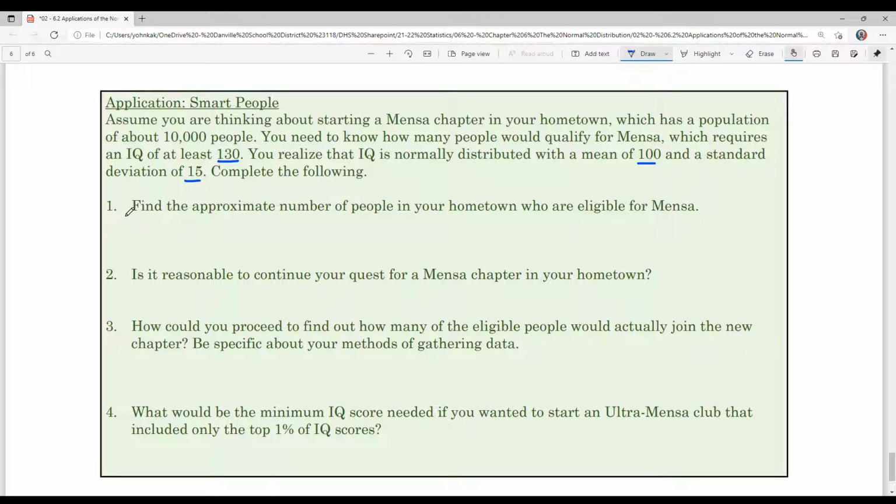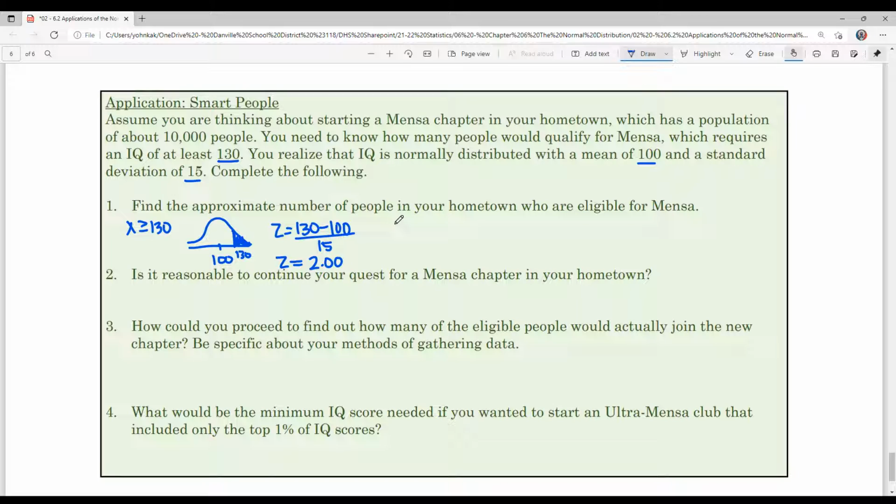Well, if you're eligible for Mensa, we need your IQ to be greater than or equal to 130. So let's calculate the probability so that we can calculate the number of people. It's a mean of 100. I want the probability that you're greater than 130. So I need to find a z-score: 130 minus 100, divided by the standard deviation, which is 15. This is going to give me a z-score of 2.00.